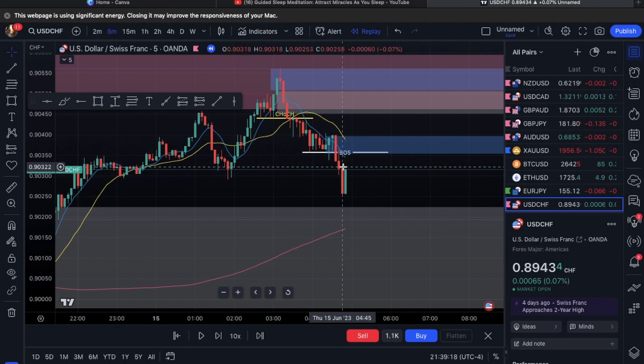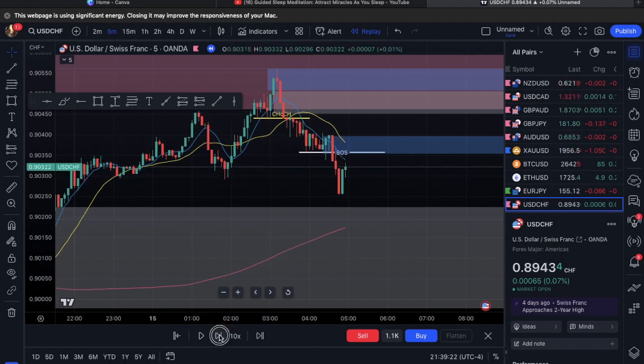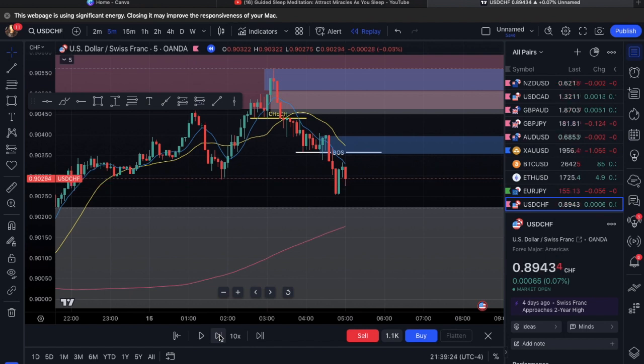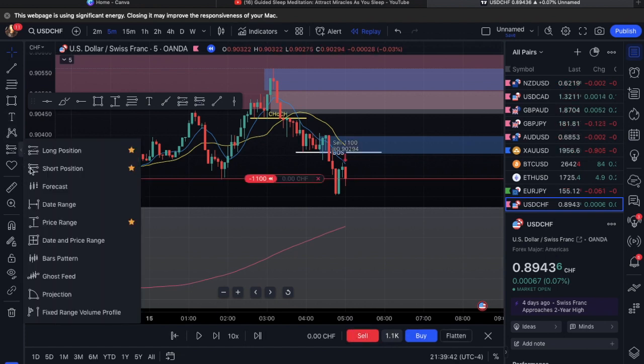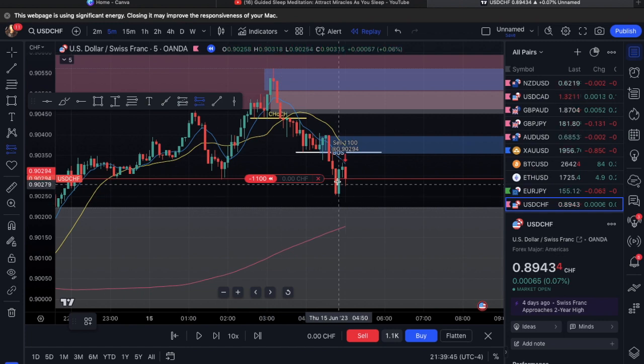So we had a gap here that filled on that next candle. So right here, I like this candlestick formation. And that's all I'm really looking for. So we're going to go ahead and sell. And we're going short.